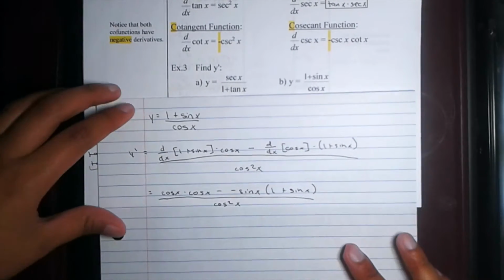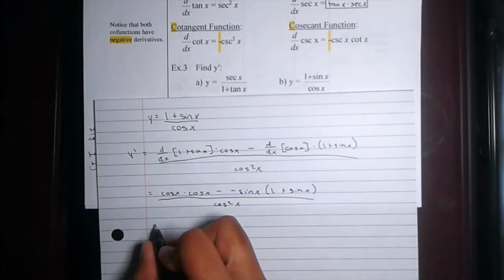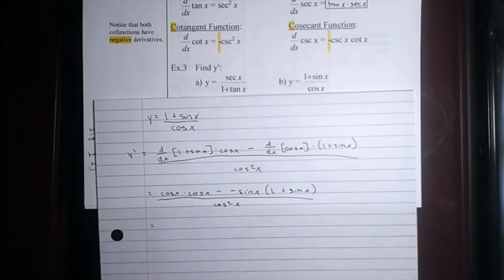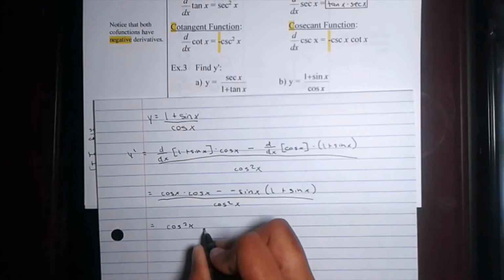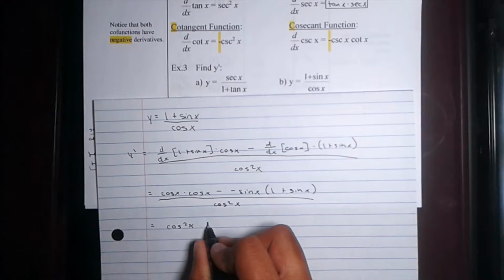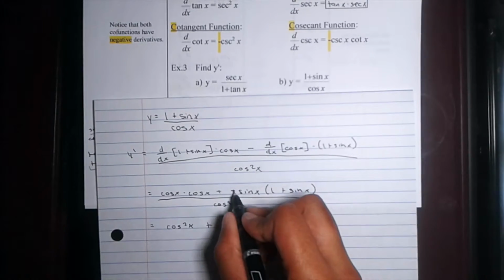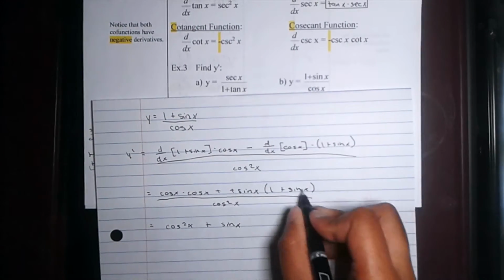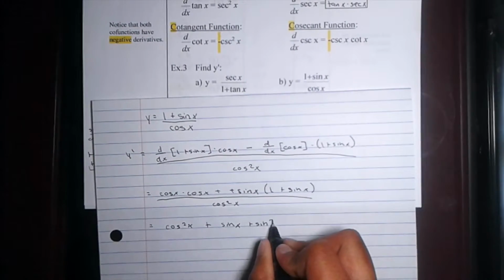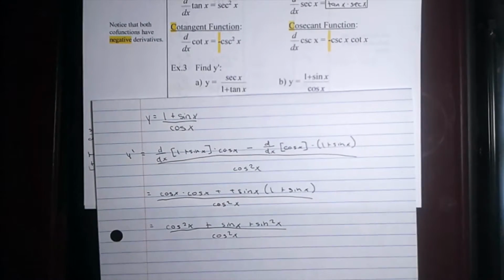Next thing you do is simplify it. Cosine squared x minus a negative is plus. And so if you distribute, it's sine x plus sine x squared all over cosine squared x.